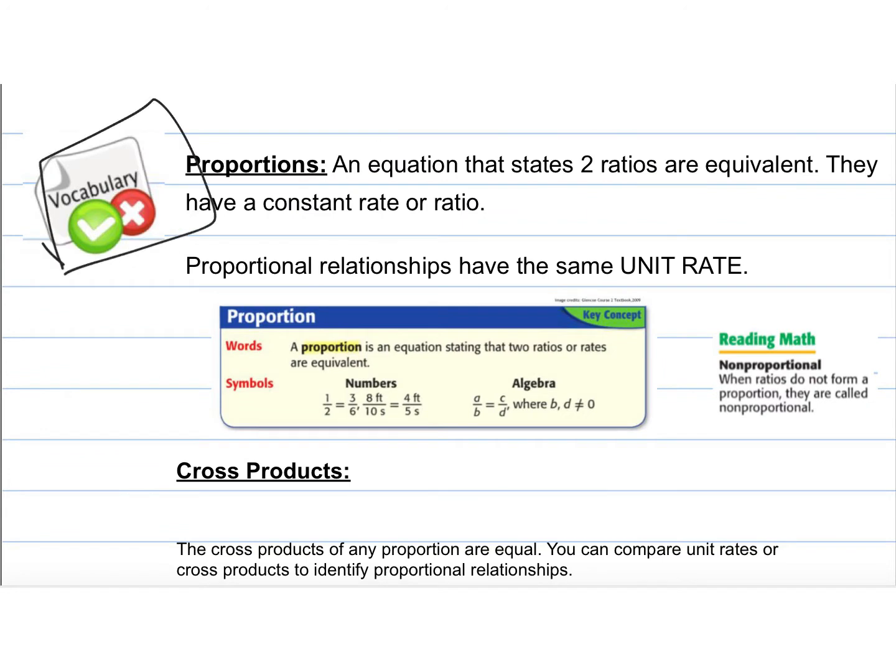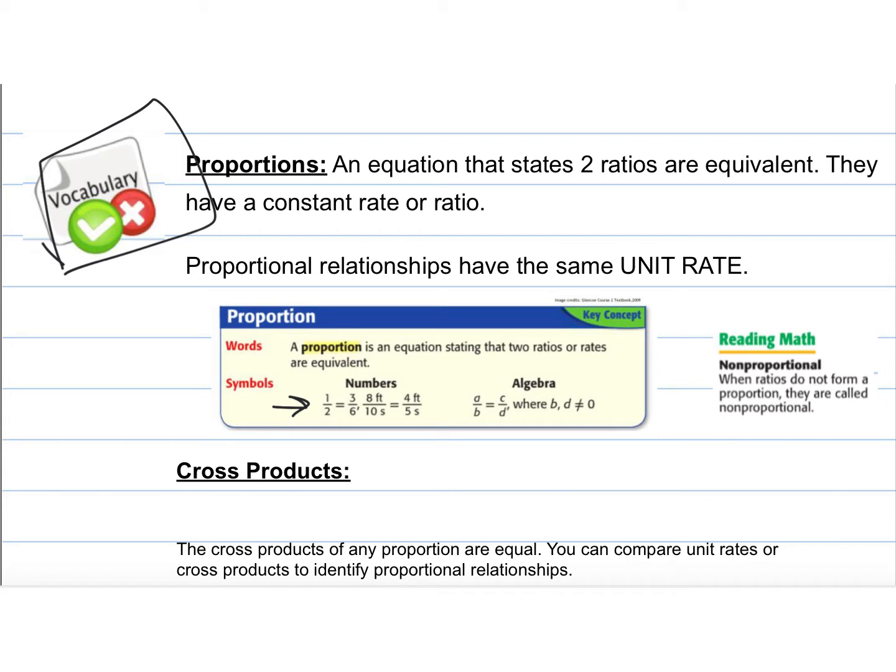All right, we have a vocab word here: proportions. This is an equation that states two ratios are equivalent. They have a constant rate or ratio. Proportional relationships would also have the same unit rate. So for example, here in the box we have a proportion. 1/2 is equal to 3/6. Those are two ratios that are equal to each other. Or 8 feet for 10 seconds is equal to 4 feet in 5 seconds.